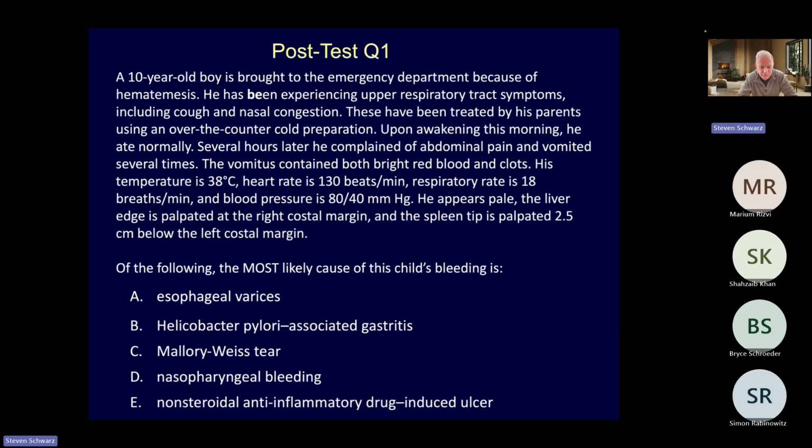Question 1, what's the diagnosis? The most likely cause of this child's bleeding is? I was a little bit wondering with this one, because it said that the vomitus contained bright red blood and clots. It doesn't say that he didn't have it at the beginning and then got it later. So I was thinking maybe it was E, but otherwise I would have said C. That's because you didn't read the question.